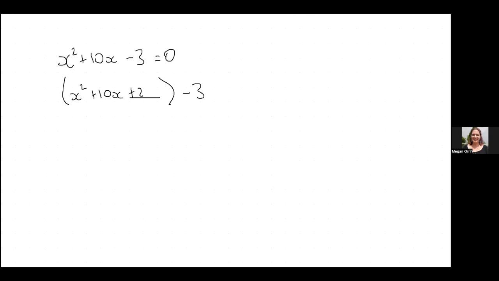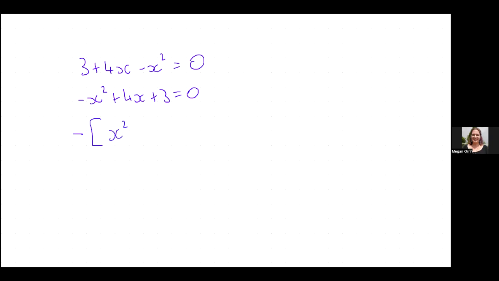But I've added 25 to this equation, which means I've changed it. So I need to subtract 25 over here to balance out what I've done. So then this is now x plus 5 squared. That is my perfect square. And this is minus 28. So this is now the perfect square form of this equation. So let's do another one.